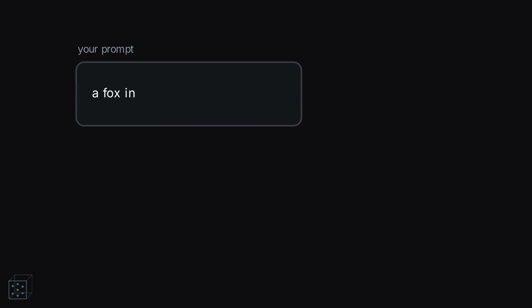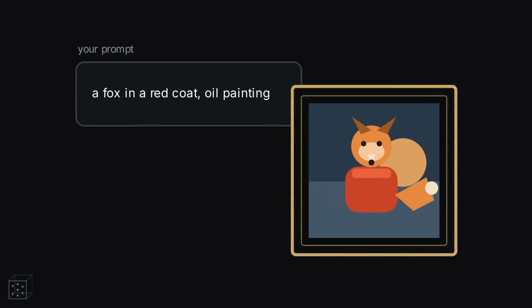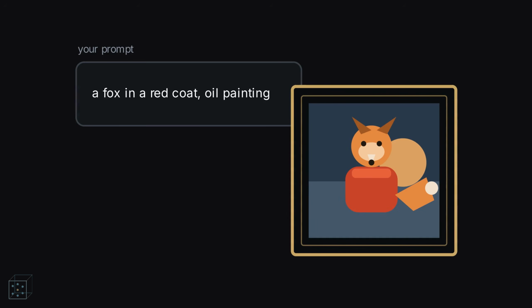You type a few words, a fox in a red coat, oil painting, and seconds later, there it is. A picture nobody ever drew. It feels like the machine reaches into thin air and paints. It doesn't. It starts somewhere stranger and far simpler.